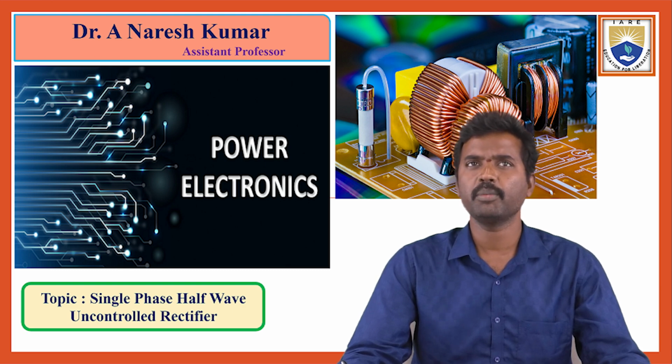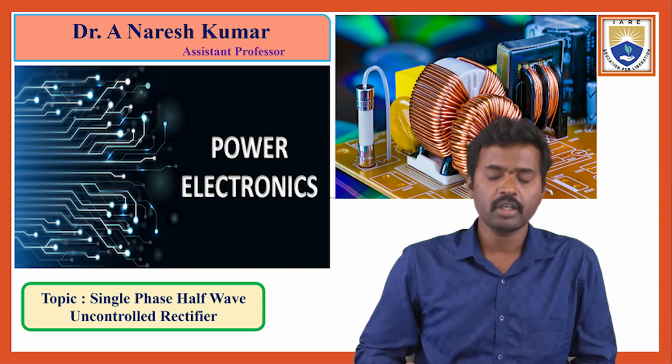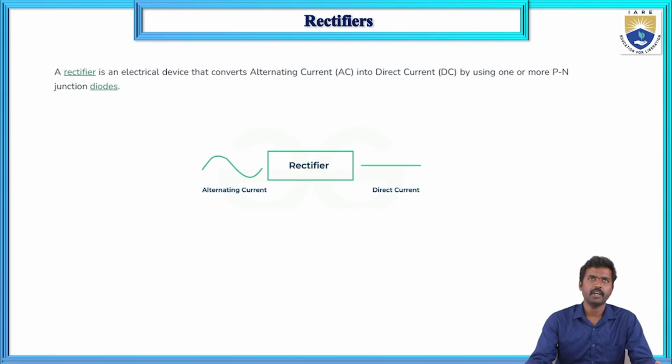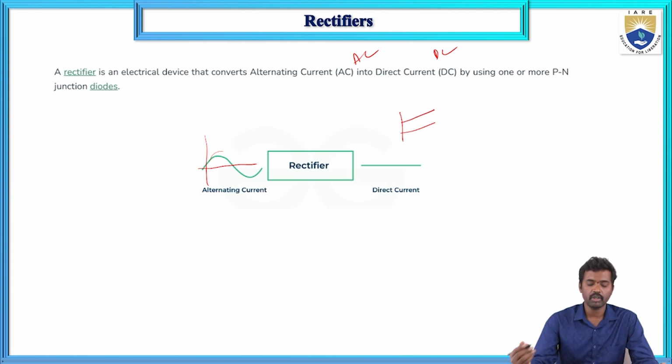Today I am going to explain the rectifier definition, the types of rectifiers, and in that, the single phase half wave uncontrolled rectifier. So now here the first definition, rectifier. A rectifier is an electrical device which converts AC voltage to DC voltage by using diodes and thyristors. Here is the AC voltage. AC means the amplitude is changing with respect to time, and for DC the amplitude is constant. So to convert from AC to DC we are using rectifiers.